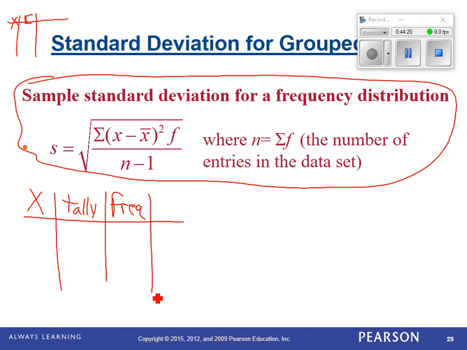For a sample standard deviation for a frequency distribution, what this is saying is instead of taking each number separately, like 1, 2, and tallying them all up, if we have one that goes from like 1 to 5, 2 to whatever, so on and so on, if we had classes instead of our x's, then we could use this formula to find the standard deviation.